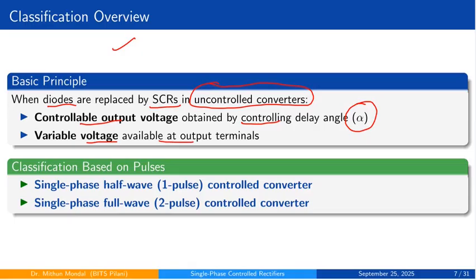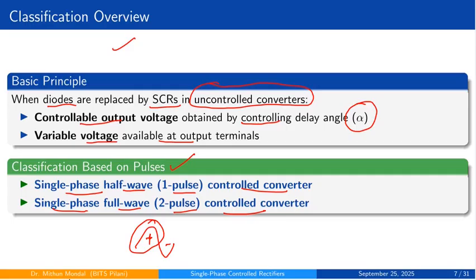If we classify in terms of the pulses, then we can have either single phase half wave, which is a one pulse control converter, or single phase full wave, which is a two pulse control converter. It means that if we rectify both the positive and the negative half of the AC input supply, then it is the full wave, or two pulses. If we rectify only one of the halves, that is the positive half, then it is the half wave control converter.